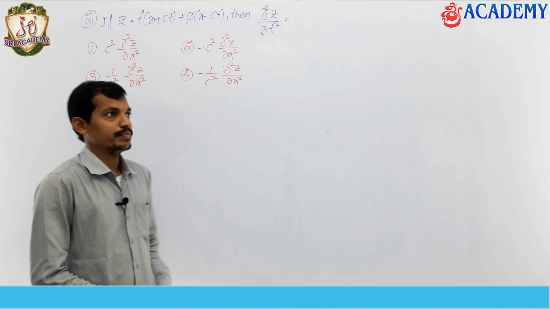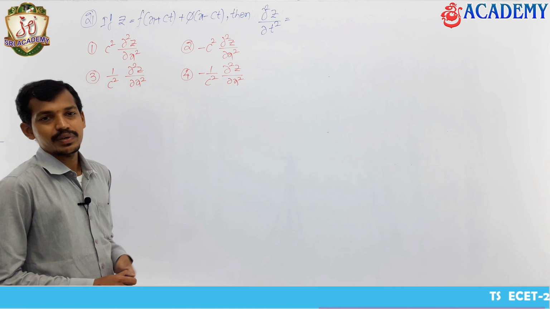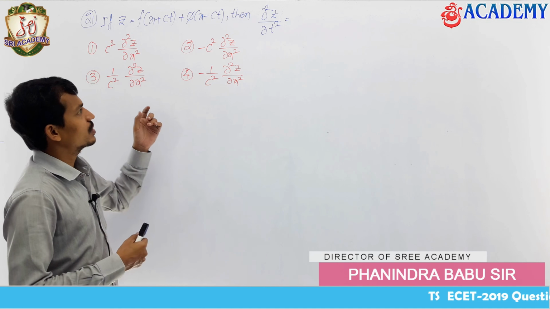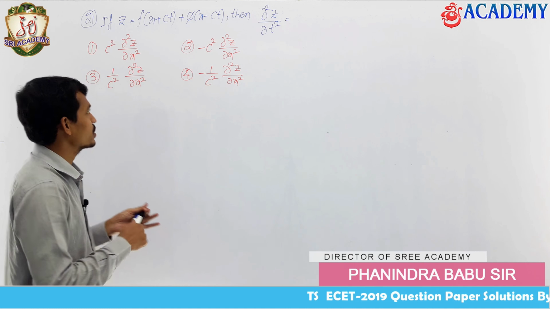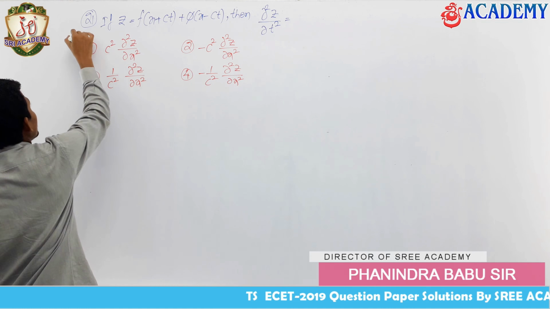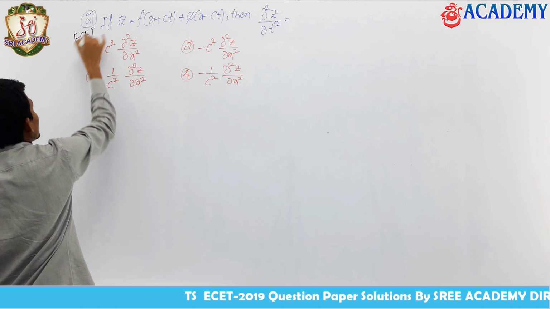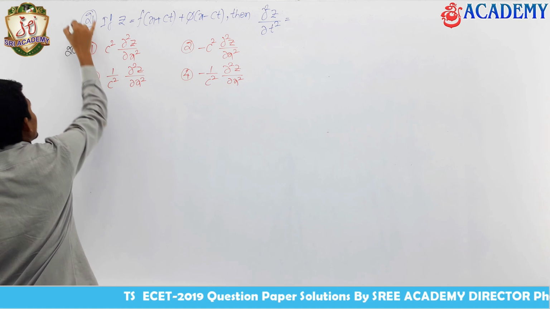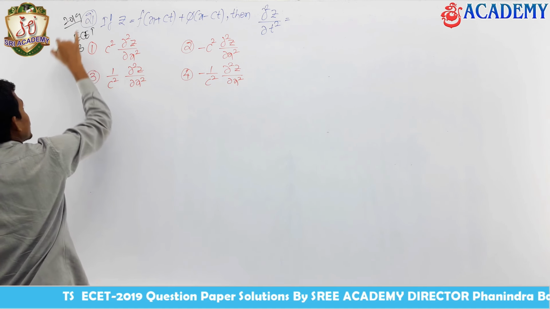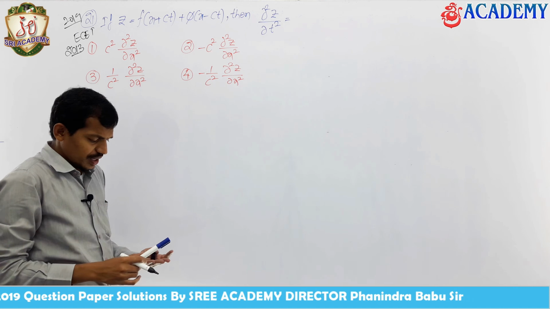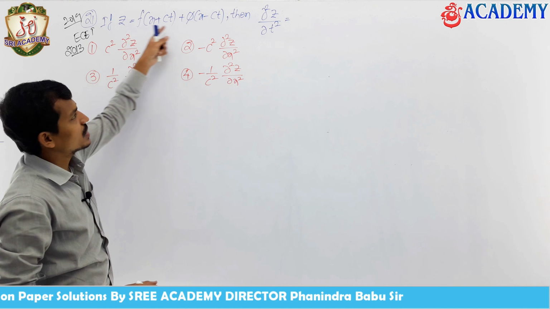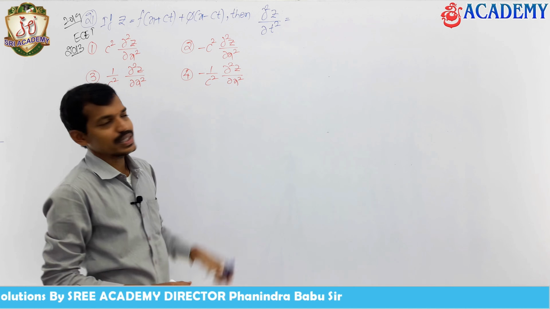Let's see this problem. This is a partial differentiation problem. This is 2019 we are discussing, and it was previously also asked in ESET 2013. Now in 2019 it is asked 2 times, the same question, right? Here she has given this z and is asking for dou square z by dou t square.